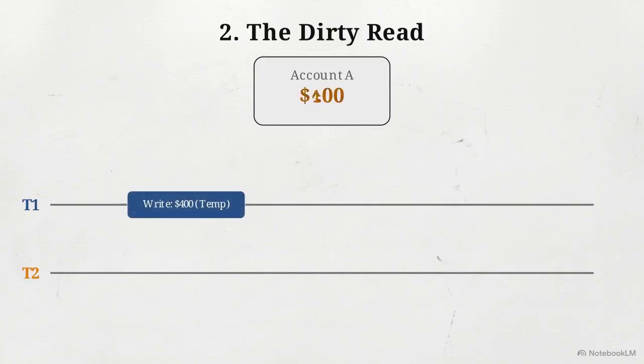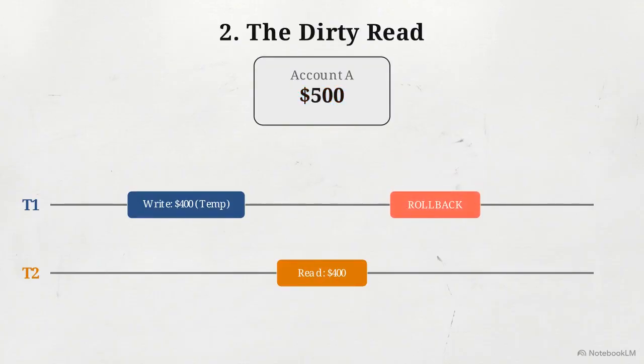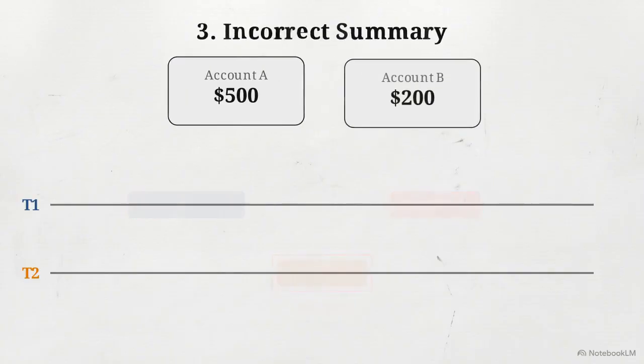The second danger is a dirty read conflict. Here, transaction 1 writes a temporary balance of $400. Transaction 2 reads that $400 and moves forward. But then, transaction 1 hits an error and rolls the account back to the original $500. Transaction 2 is now operating on a ghost value, making decisions based on invalid math.